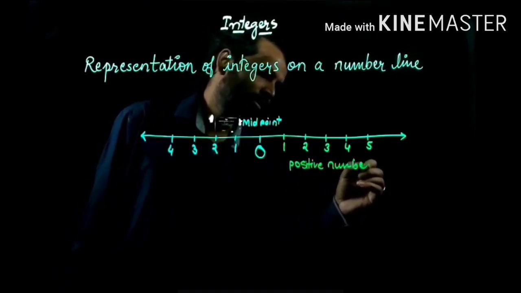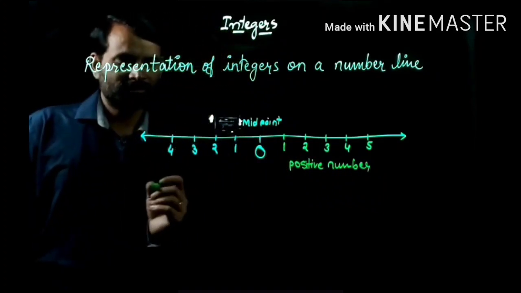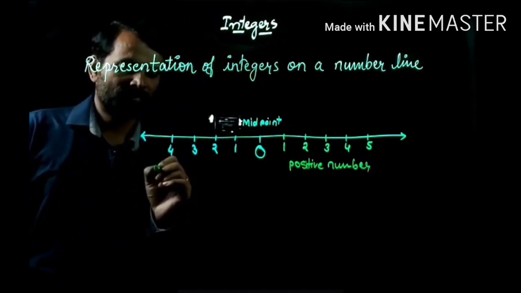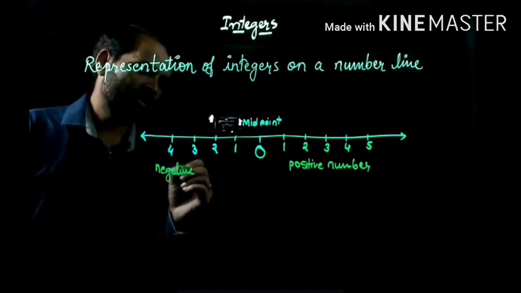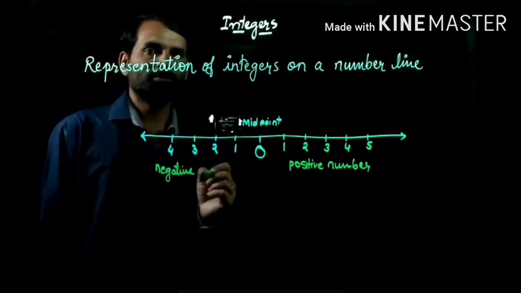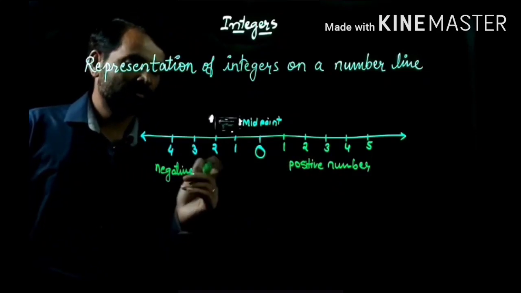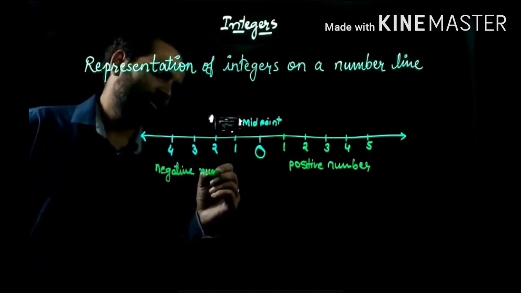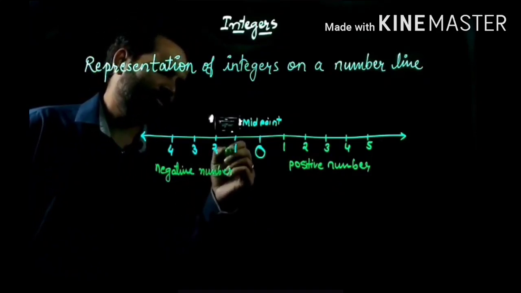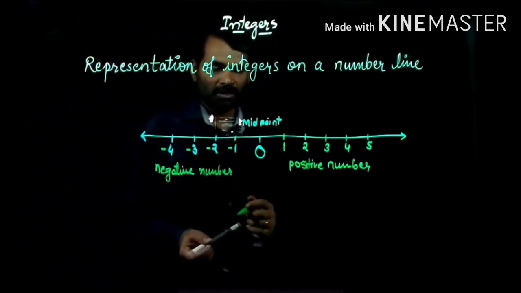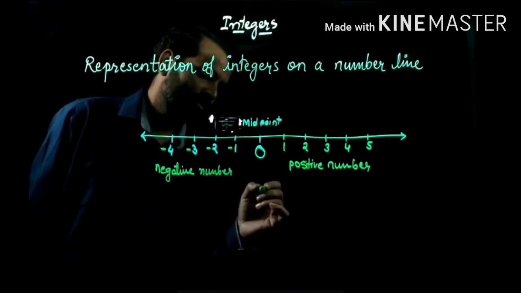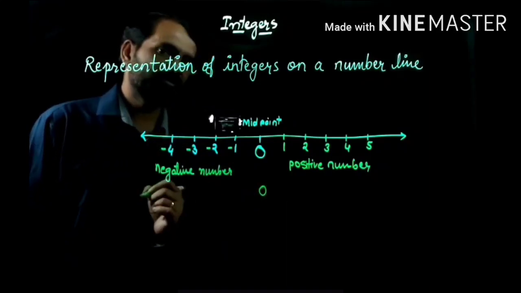Okay, and the right hand side is a negative number, because integers are of two types. A whole number can be positive, negative, or 0. This is the sign of this number, -4.